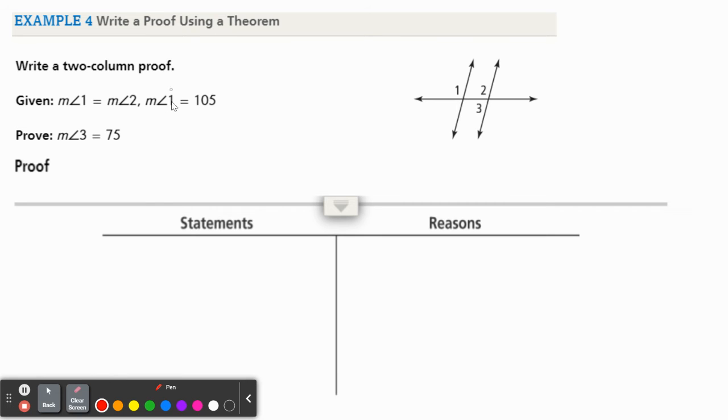Well, right from the get-go, if I look at these two angle measures, 105 and 75, that's 180. So I'm thinking that in this proof, there should be some 180 action going on somewhere, right? So here's my statements and reasons for my 2-column proof.